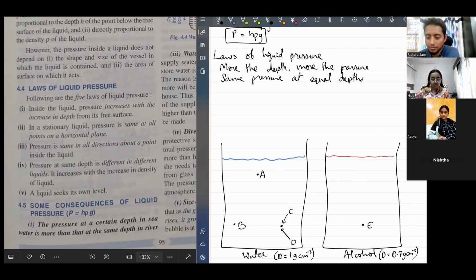Nishta, are you there? Hiba has become very silent. Hiba used to talk a lot before. Now Hiba is not talking too much.